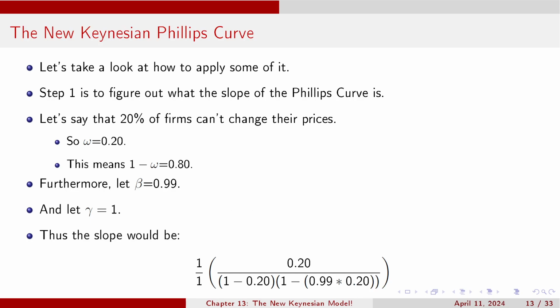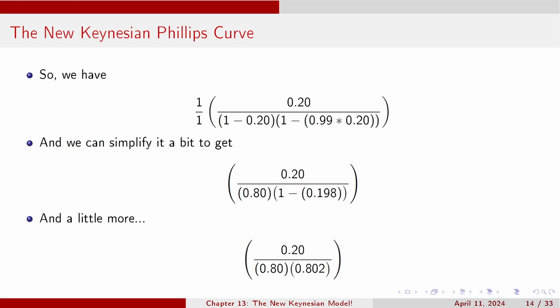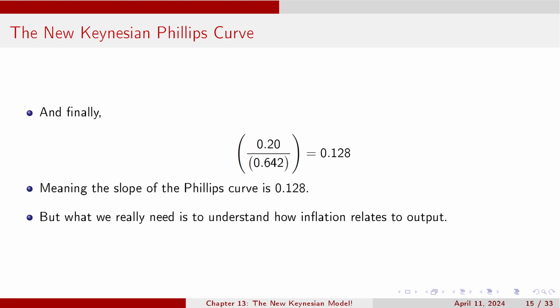So let's say 20% of the firms are unable to change their prices. So omega is 0.2. 1 minus omega is 0.8. Now, generally you see a lot of dynamic stochastic general equilibrium models where beta is set at 0.99. So we'll just let it be 0.99. And we're going to let gamma be 1. So the slope would be 1 over 1 times 0.2 over 1 minus 0.2 times 1 minus 0.99 times 0.2. Evaluate that, and that slope is 0.128.